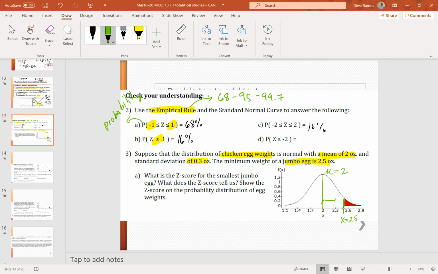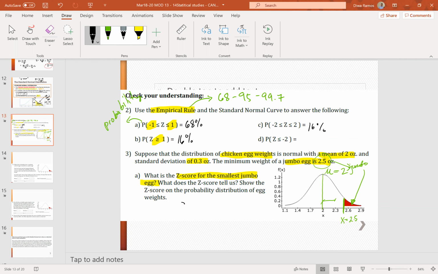What is the z-score for the smallest jumbo egg? This is the smallest one. Anything 2.5 or higher is considered jumbo, like big eggs. Those are all jumbo eggs that you can find there. What is the z-score? Where does it start? How far is it from the center for it to be considered a jumbo egg? That's essentially what the question is asking us about. What is the z-score of the smallest jumbo egg?